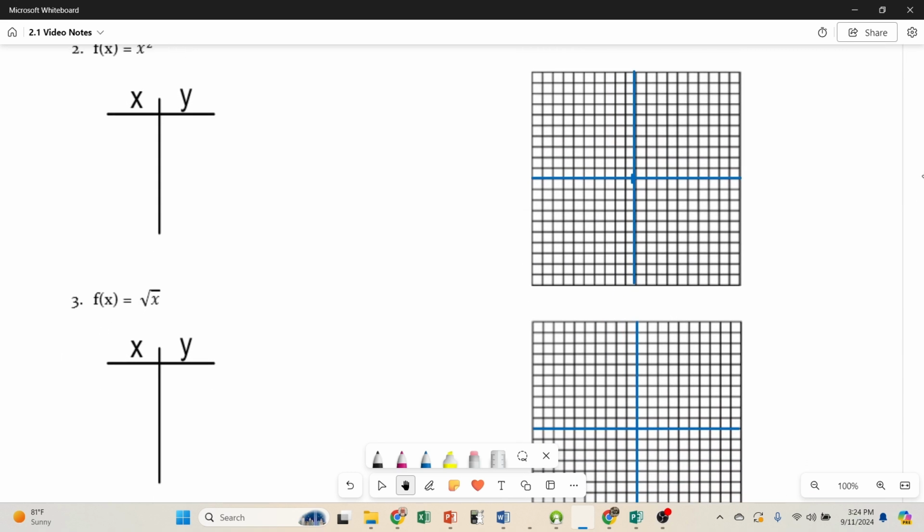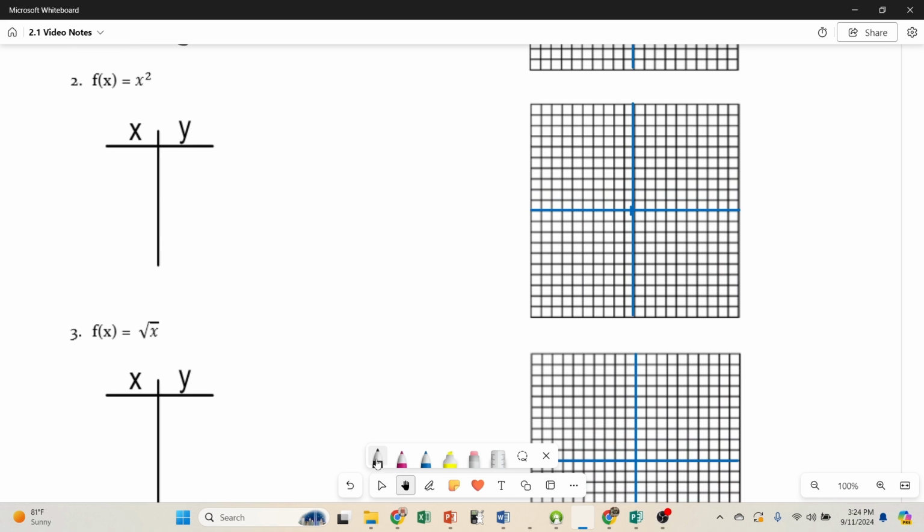All right, let's take a look at x squared. We're going to take smaller numbers on this. So let's go -2, -1, 0, 1, and 2. Let's see what we get. Well, -2 squared is +4, -1 squared is +1, 0 is 0, 1 is 1, 2 is 4. So we end up with a graph that looks like this, and we can see here we have got our parabola.